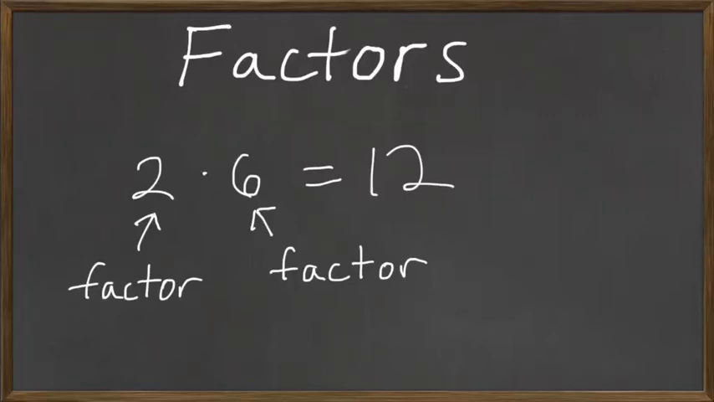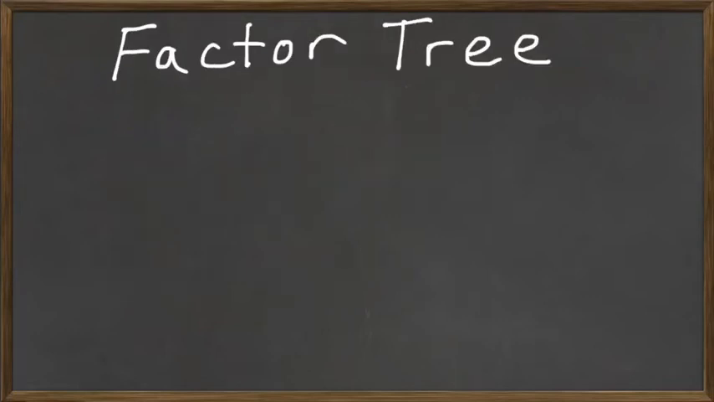Factors are two numbers we multiply together to get another number. In this example, I show that 2 and 6 are factors because we multiply them to get 12. Oftentimes we want to make a factor tree to get the prime factorization of a number.